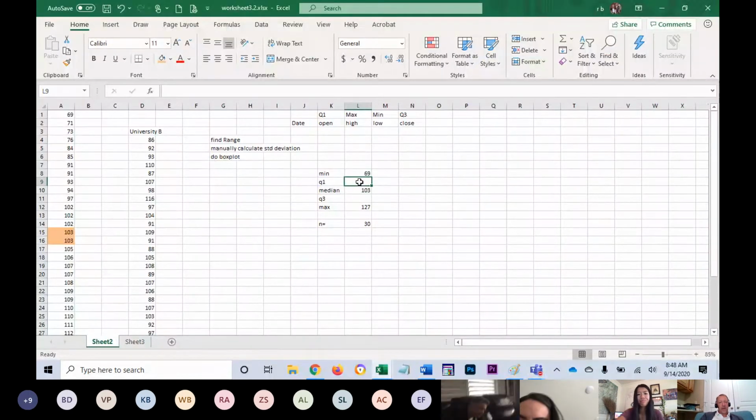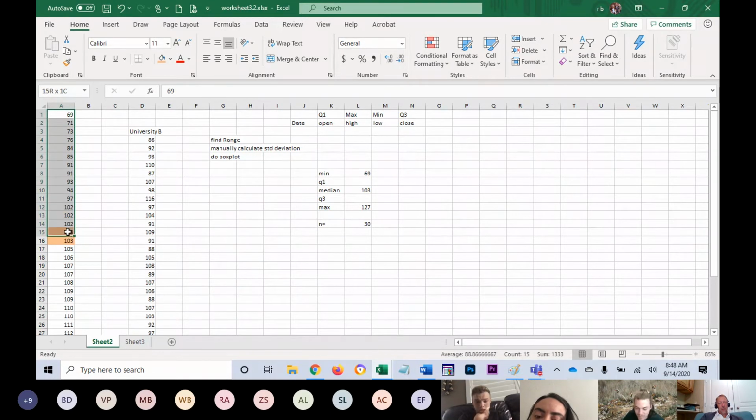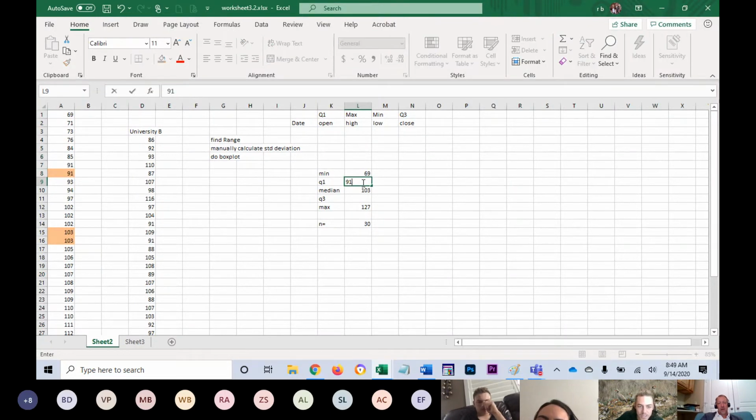Do you know how to find the first quartile? Yeah, the first quartile, we're going to use those numbers for that. So 15 plus 1 is 16. 16 divided by 2 is, say it again, what's 16 divided by 2? It's 8. So we're going to count down to 8: 1, 2, 3, 4, 5, 6, 7, 8. So my first quartile is 91.